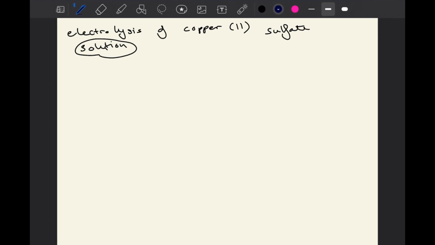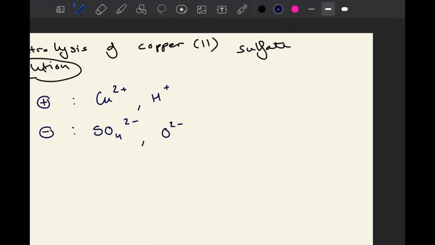So let's start off by just naming every single compound that we have over here. So let's name our positively charged compounds, for example, our cations. We know that we have copper, which has a 2+, and we have hydrogen, which has a 1+, right? And then for the negatively charged compounds, or anions, we have sulfate, which has a charge of -2, and then we have oxygen, which has a charge of -2 as well.